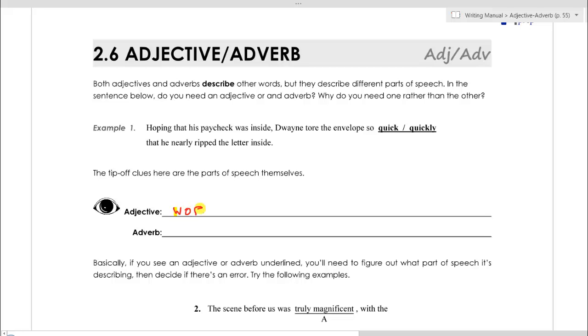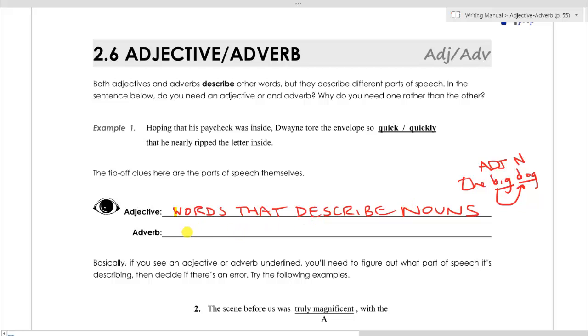An adjective is words that describe nouns. So an adjective is a word that describes a noun. For instance, the big dog. So we have big describing dog. Big is a word that describes dog, which is a noun. Therefore, big is an adjective.